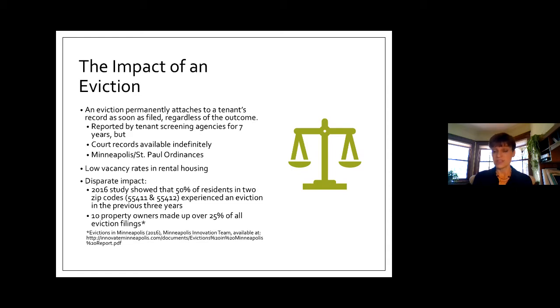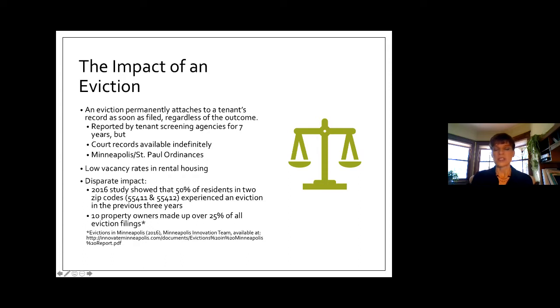The St. Paul ordinance is even newer. It has been passed by the city council, but it's not in effect yet. It'll come into effect in March of next year. But that will give tenants some more protection from old evictions on their records, at least for those who live in Minneapolis and St. Paul.